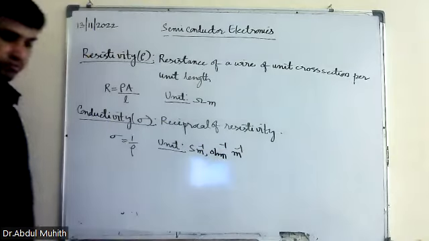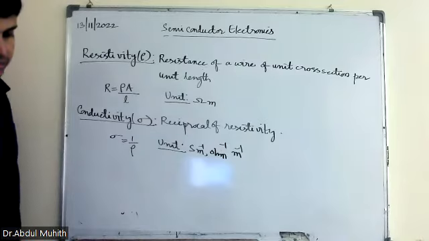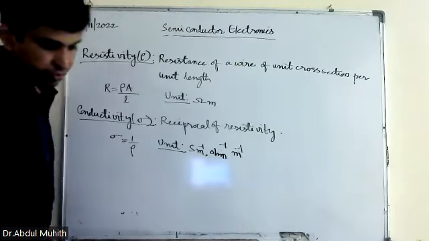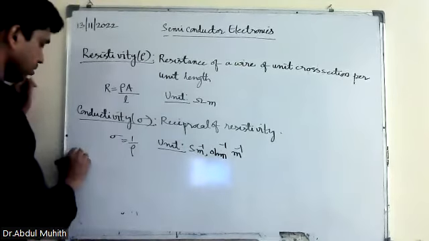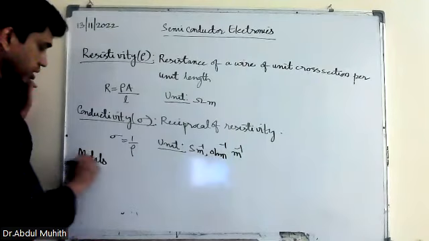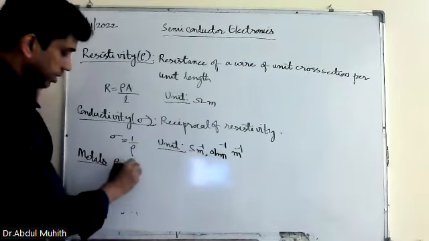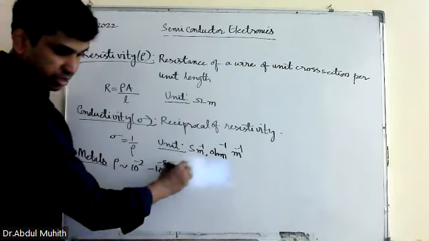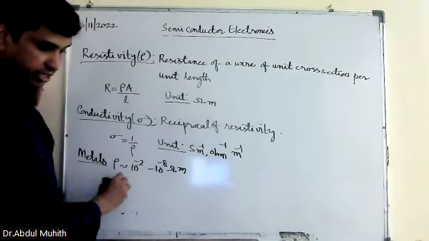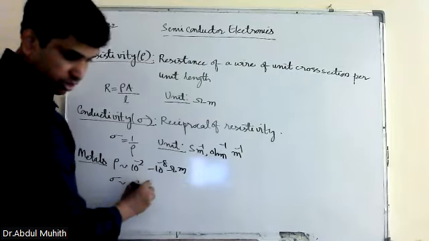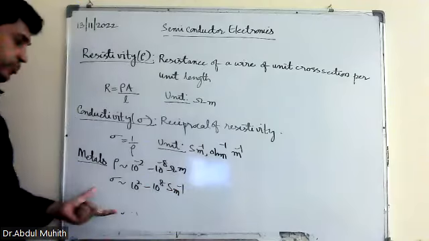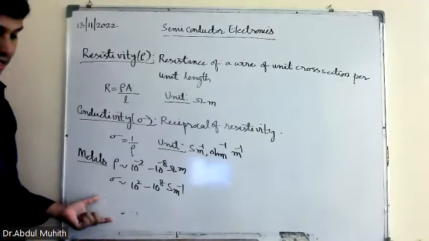So if we speak about the conductivity and resistivity of metals, semiconductors, and insulators. For metals, the resistivity is approximately 10 power minus 2 to 10 power minus 8 ohm meter, which means it is very small. And conductivity is 10 to the power of 2 to 10 to the power of 8 Siemens per meter. This means conductivity is very high and resistivity is very low.